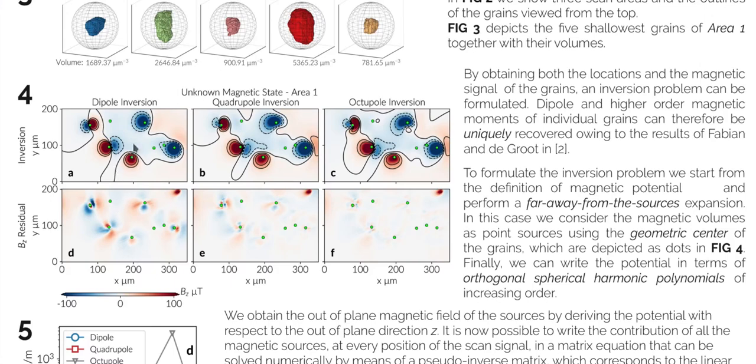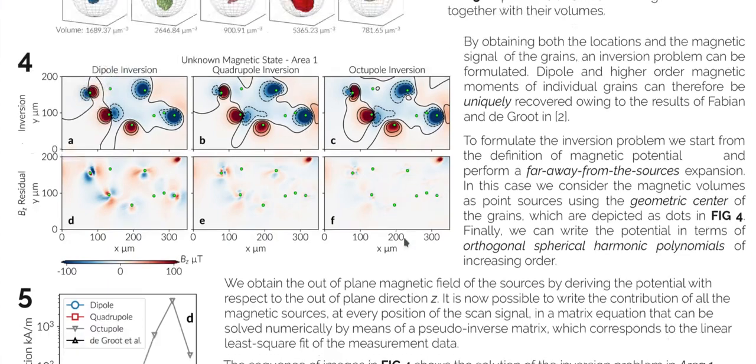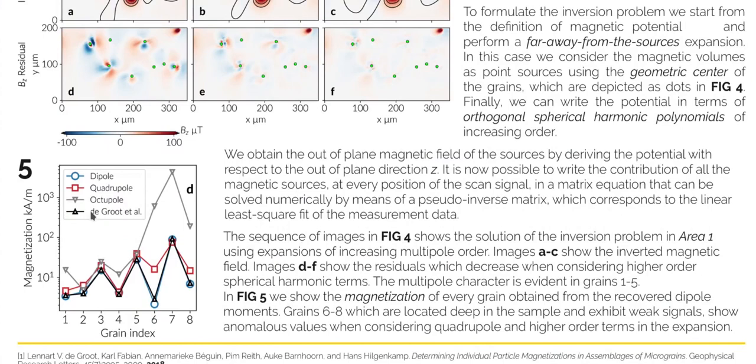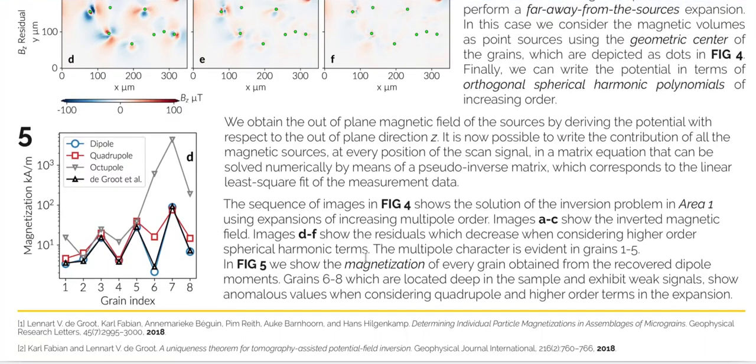Considering terms of increasing order, we show how the inversion results are improved. Finally, we show the magnetization of every grain, which we obtain from the inversions. In the poster, you can find details about all of these results.